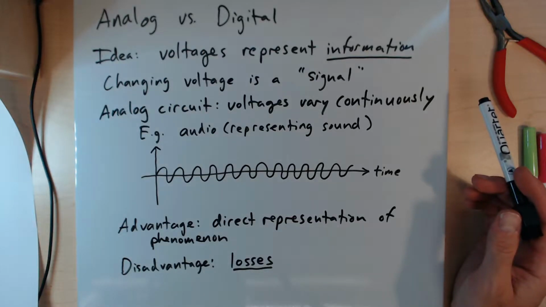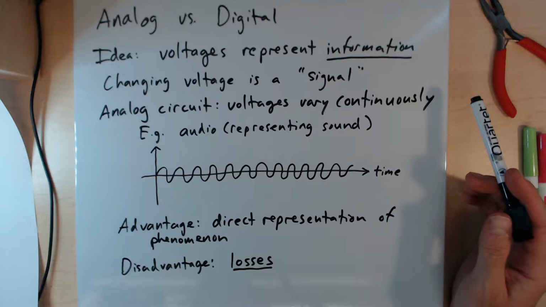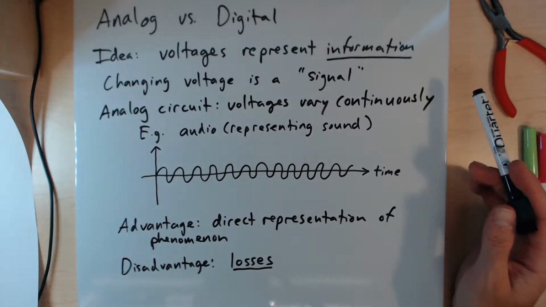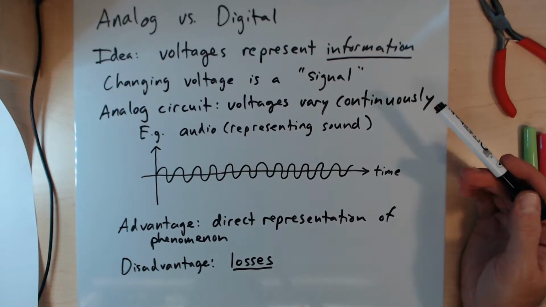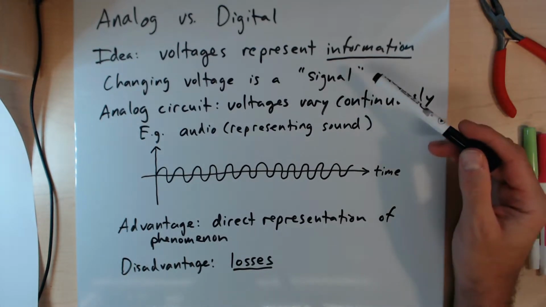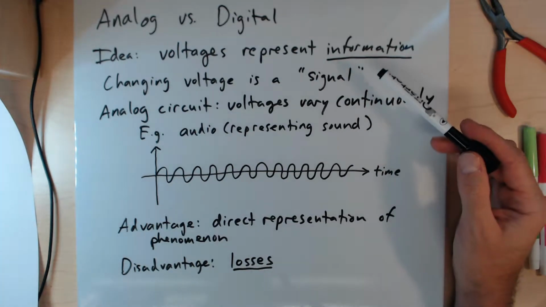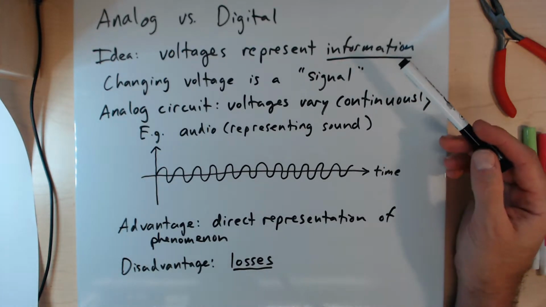Okay, to understand how digital circuits are different than analog circuits, we should begin with a common principle applying to both kinds of circuits, which is the idea that voltages can represent information. And one important case of representing information using voltages is the concept of a signal where voltages vary over time. And analog circuits and digital circuits both use voltages to represent information. They just do so in different ways.